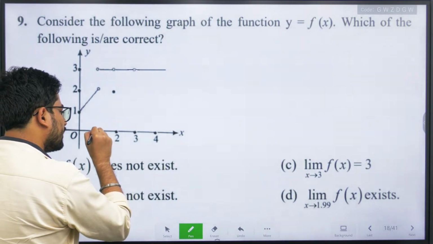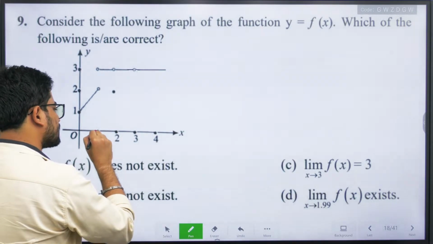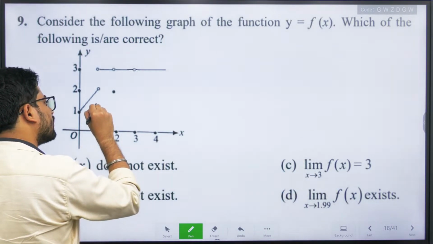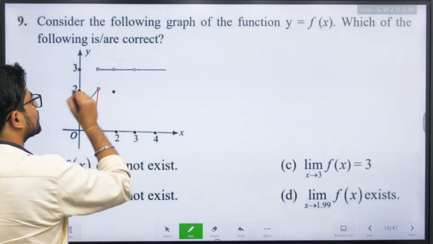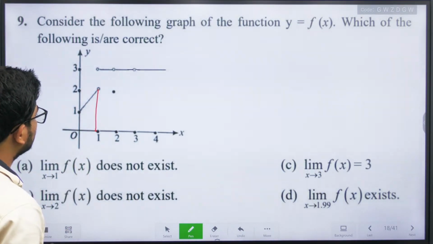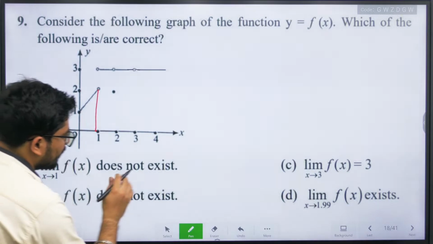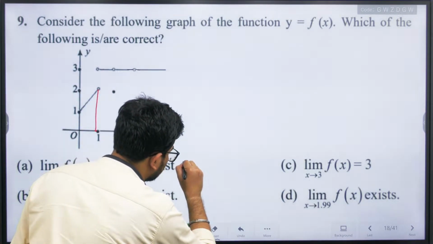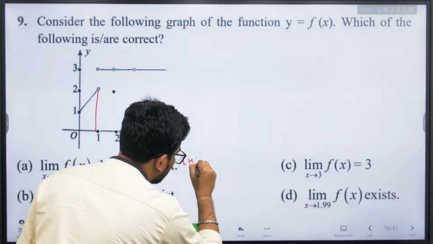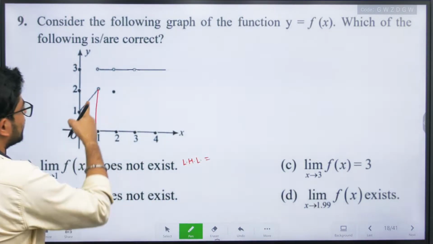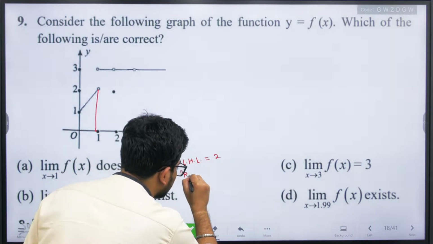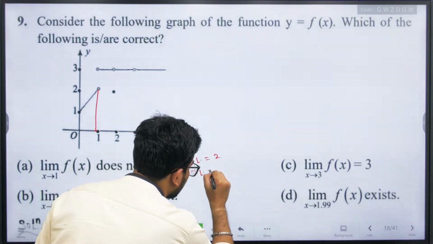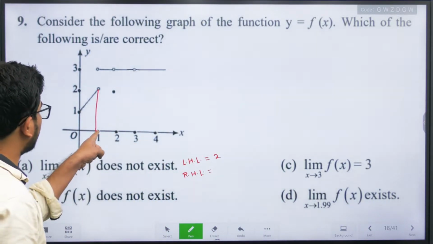Whenever x is very close to 1 from the left hand side, where is your function? The function is somewhere here, very close to this point, and this is y equal to 2. So you can say the left hand limit here is 2. And what is the right hand limit?